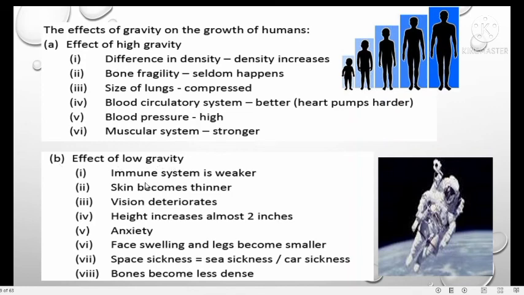Effects of low gravity: the immune system is weaker, skin becomes thinner, vision deteriorates, height increases almost 2 inches, anxiety, face swelling and legs become smaller, space sickness, seasickness or car sickness, and bones become less dense. All this will affect the health of the astronauts. So it's better for them to know the value of small g before exploring the universe, especially when going near a black hole, for example, or away from the Earth.